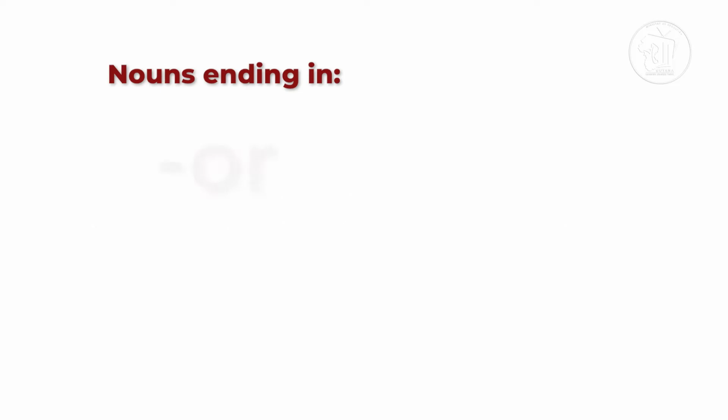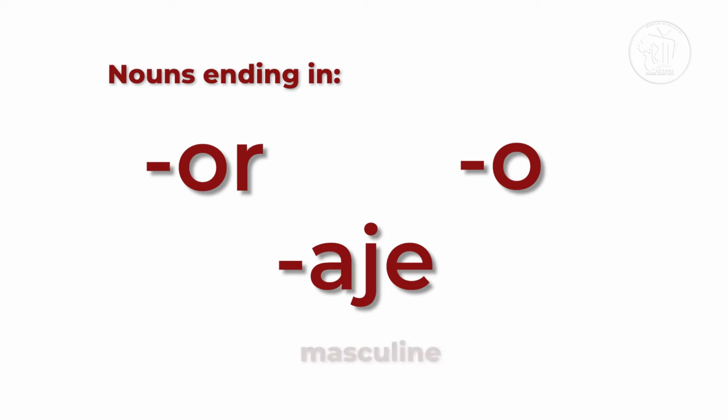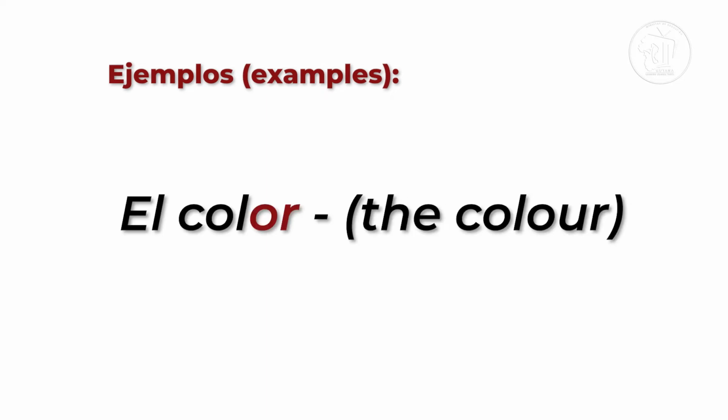Nouns ending in or, o, or aje are usually masculine. Those nouns that have an accented vowel are also masculine. Let's look at some ejemplos, examples. Color. As you could see, this word ends in or. So to say the color in Spanish, we use the definite article el to say el color.